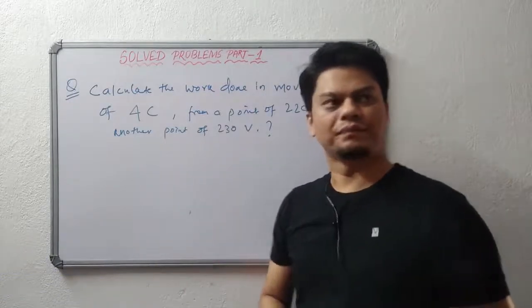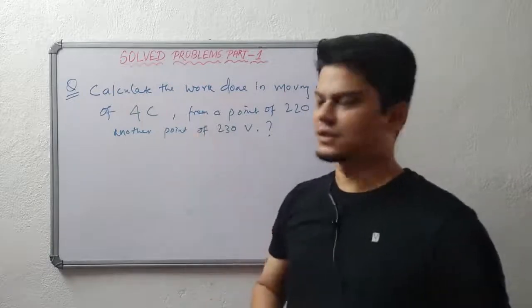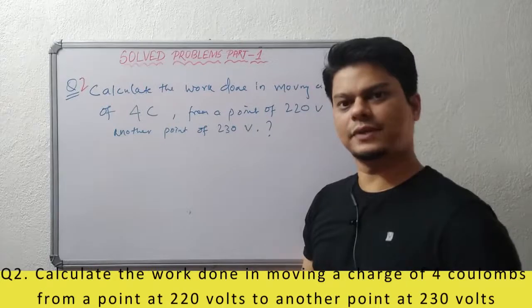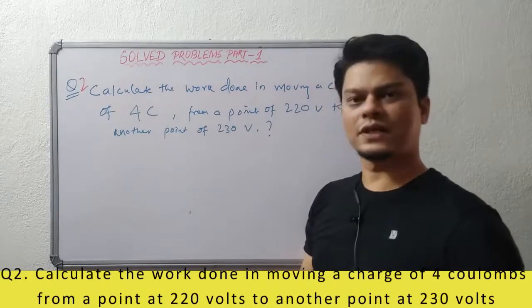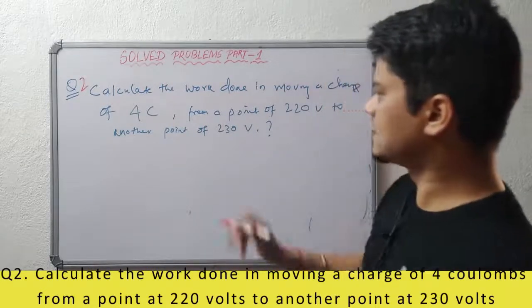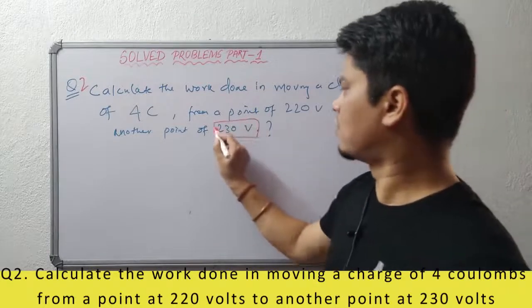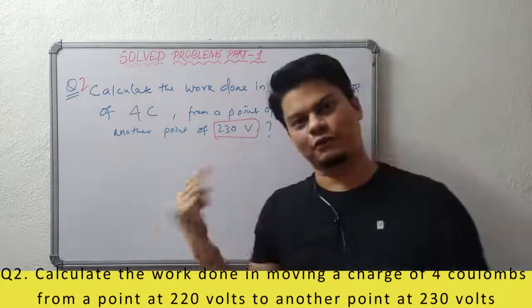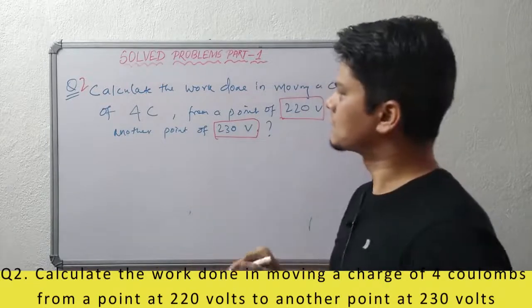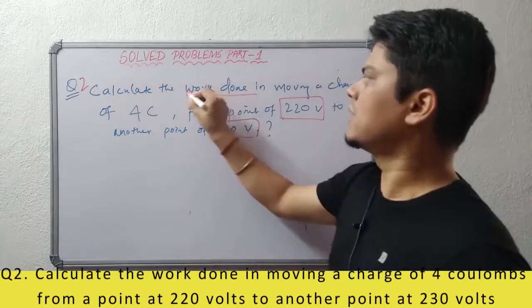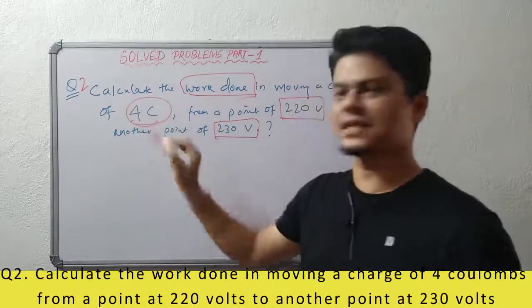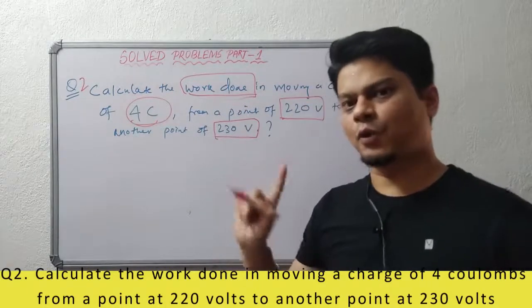So guys, this is our second question. This is quite similar to the first question. Let us see what is given here. Given is 230 volt and 220 volt of point A and B. That means we have to find the potential difference. Now, work done has to be found out. And 4 coulomb of charge is moving across those 2 points.